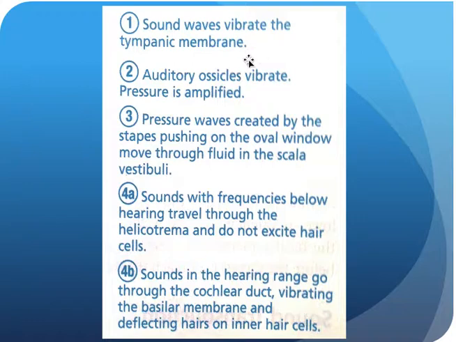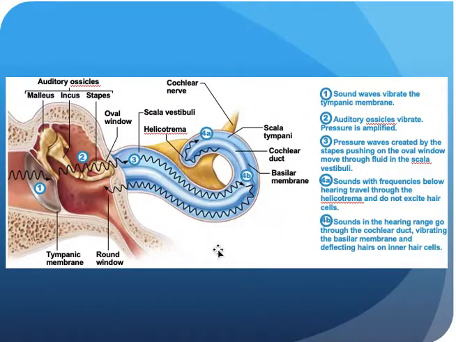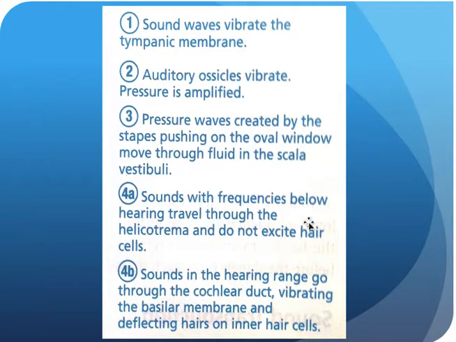Okay, so sound waves vibrate the tympanic membrane. My auditory ossicles, or bones, are going to vibrate. Pressure is going to be amplified. We're going to create these pressure waves by the stapes pushing on the oval window. It's going to move fluid through the scala vestibuli. And then here is the trickier part. Sound waves with frequencies below hearing travel through the helicotrema, so that's where it twists and turns. We saw that in the picture here, the helicotrema. And they do not excite hair cells.